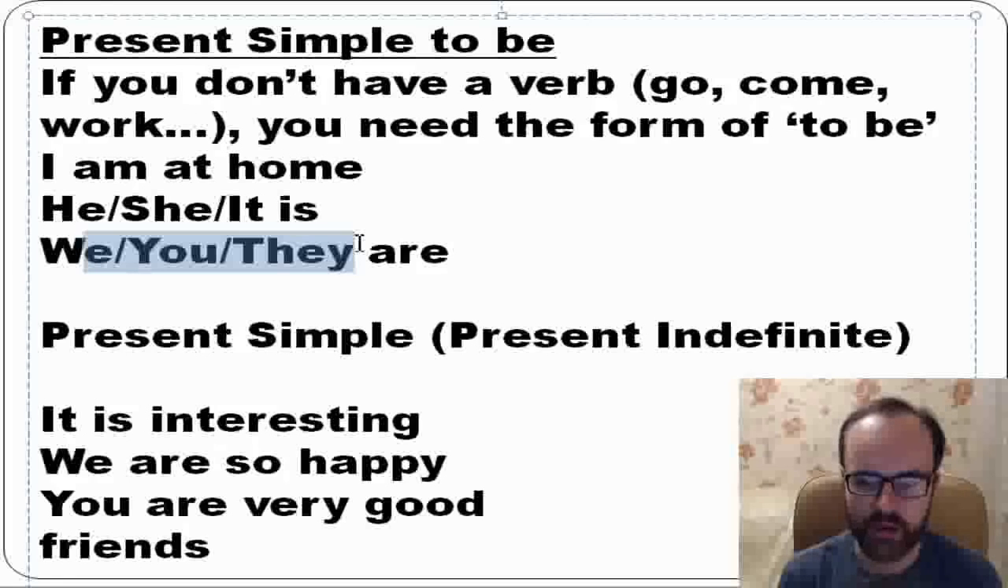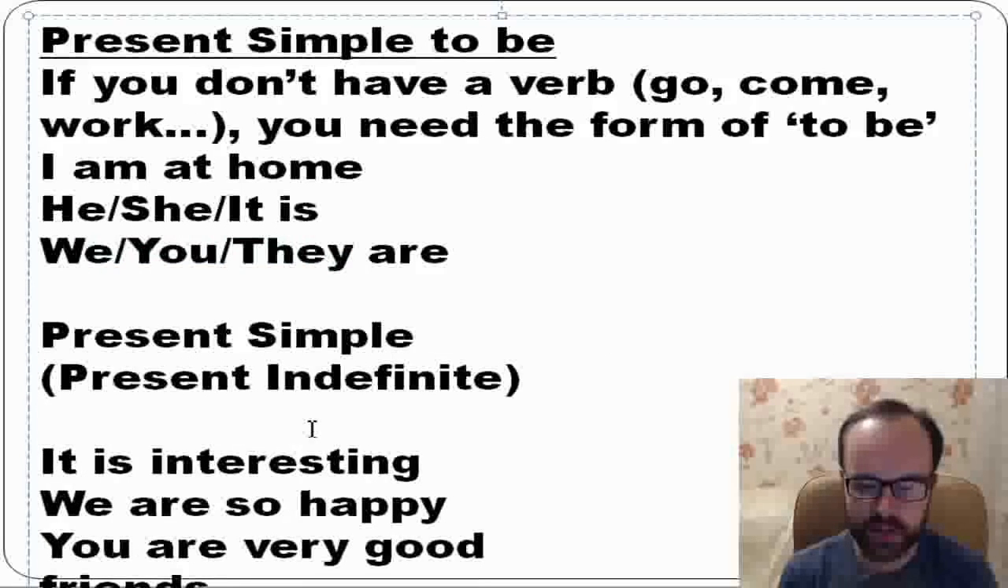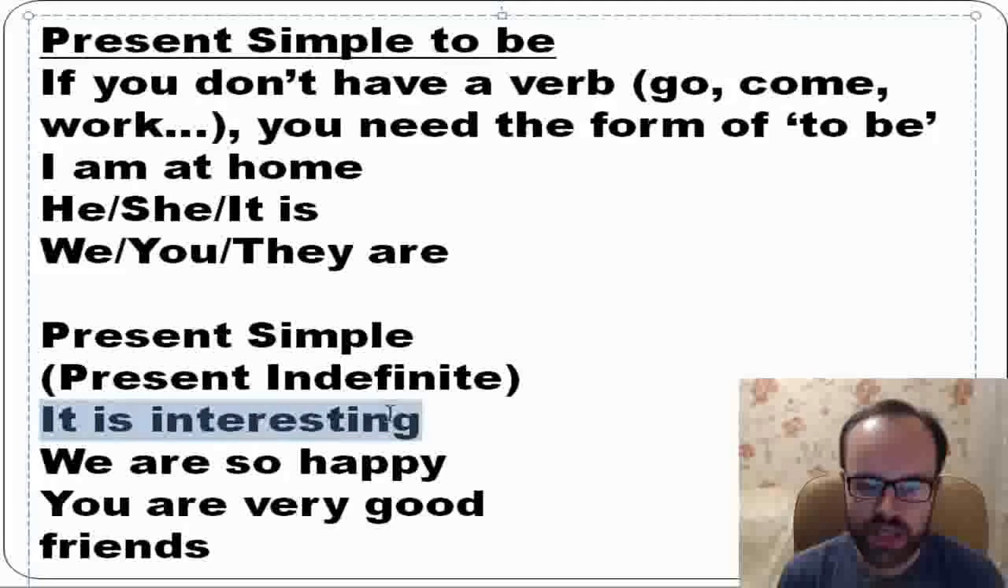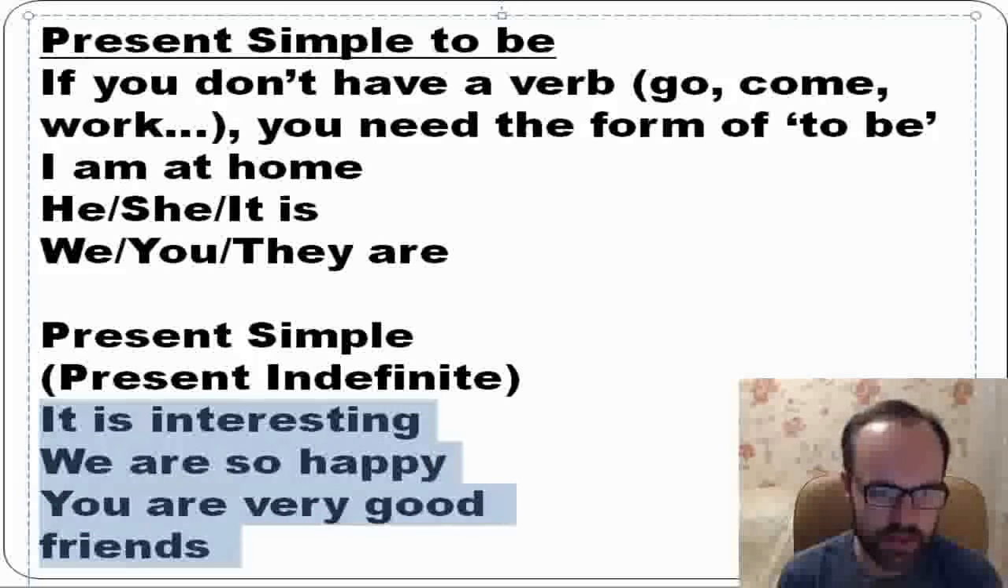They are at home. So we call this tense present simple or present indefinite. Sometimes you can see that it's present indefinite, but we usually say it's present simple. Okay, more examples. It is interesting. We are so happy. You are very good friends.